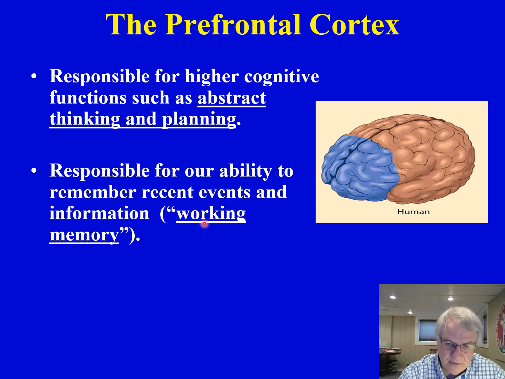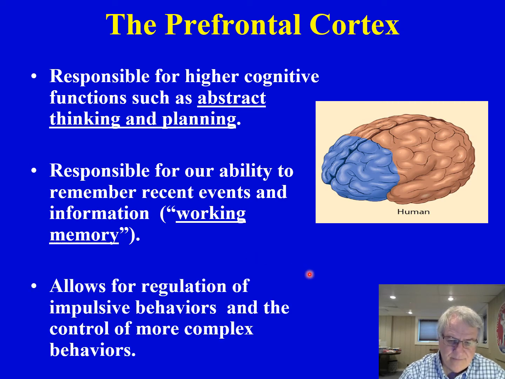More recently, we've been finding out that it's involved in working memory, remembering recent events, for example. A lot of work being done in the area of memory shows that there's a lot of activation of this part of the brain for recent events. And I'll have an illustration of some of the work that's been done in that area in just a moment. This area of the brain, the prefrontal cortical area, regulates impulsive behaviors. It's involved in more complex behavioral functions.